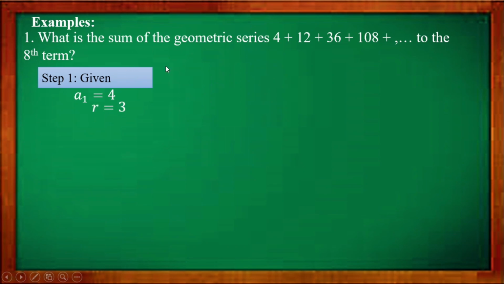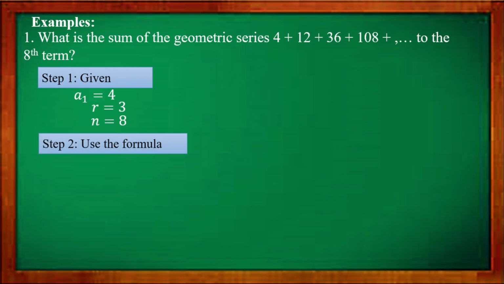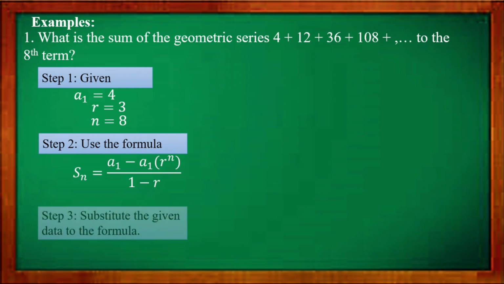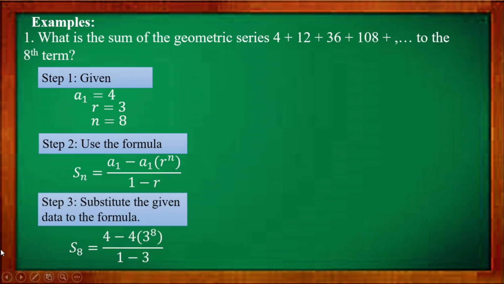And r is 3 since 12 divided by 4 is 3, 36 divided by 12 is 3, 108 divided by 36 is 3. That is why we come up with r is 3. And then n is 8 since the series is up until 8th term. So step 2 is use the formula in getting the sum, which is S sub n equals a sub 1 minus a sub 1 times r raised to n all over by 1 minus r. So the next step is substituting the given values to the formula.